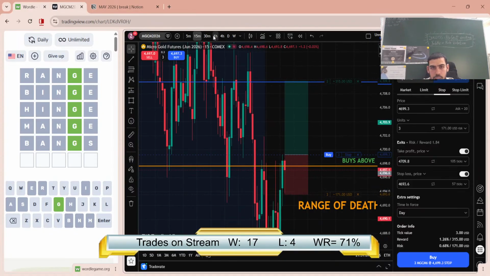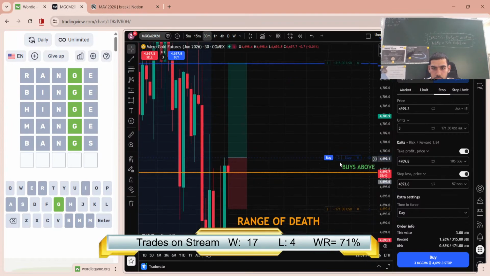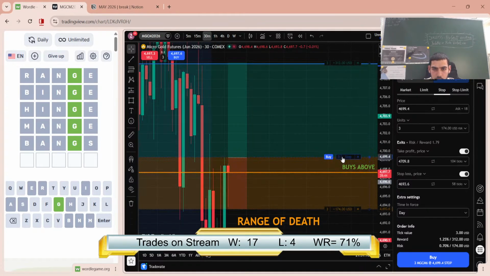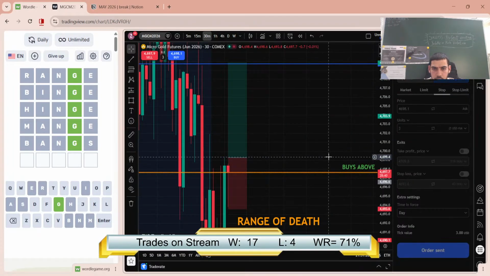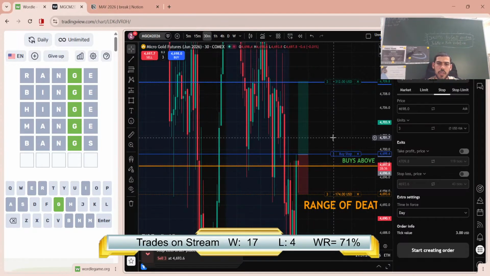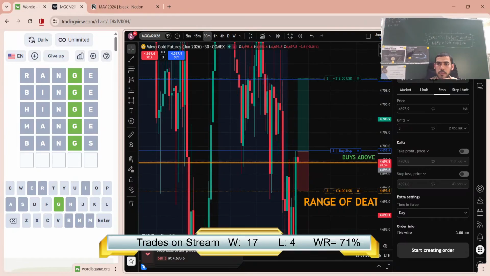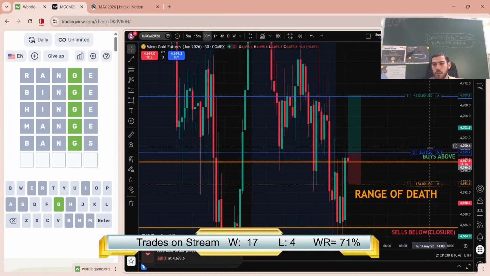So we got a nice steeper bottom wick right there. I'm going to place my buy stop on the break of the high right here. Boom. Yup, buy stop is active, risking a very small amount. That actually doesn't matter if it's a win or loss.